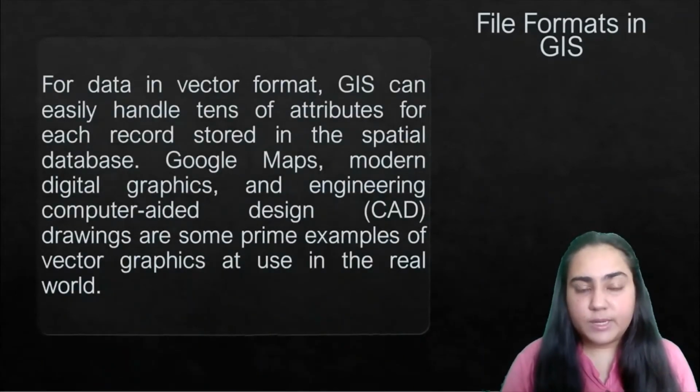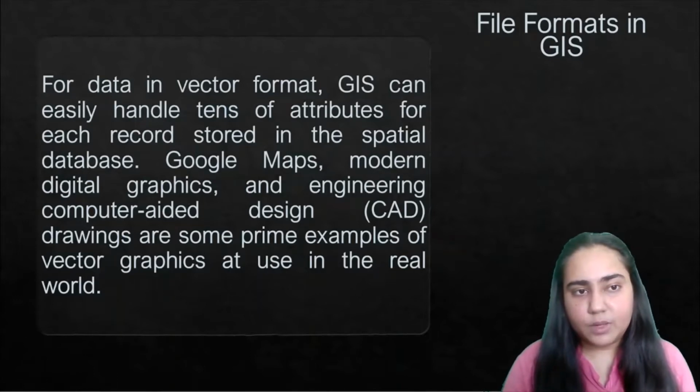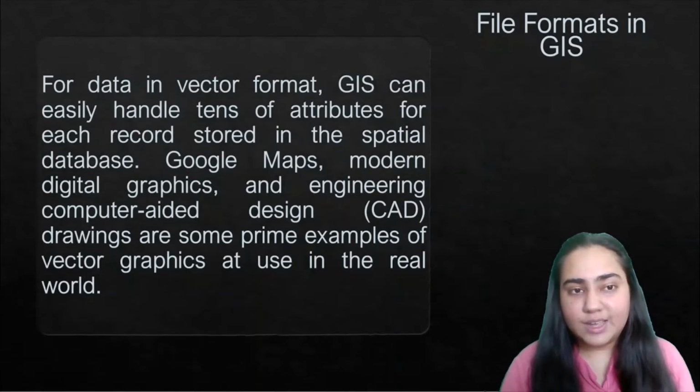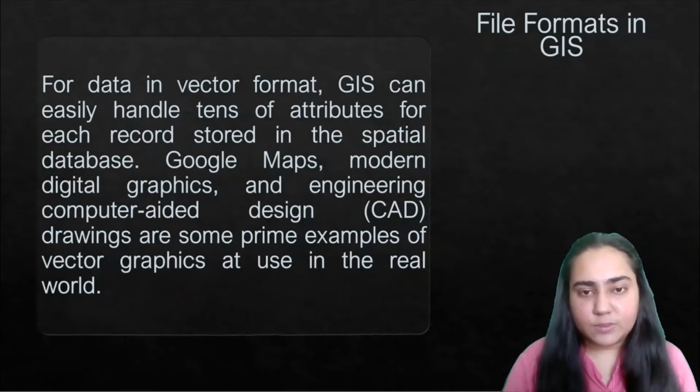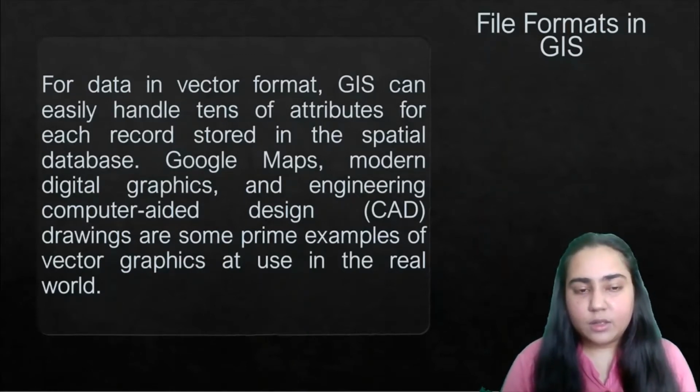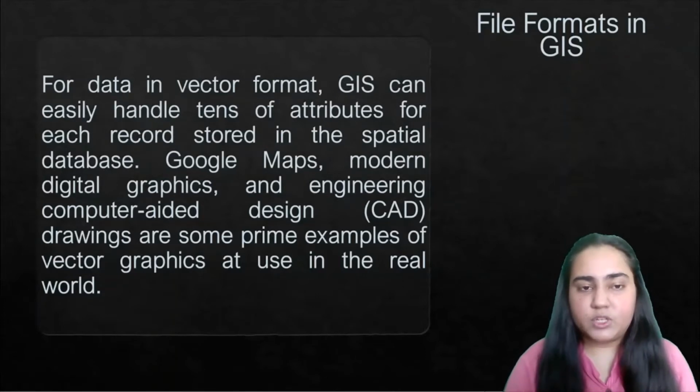For data in vector format, GIS can handle tens of attributes for each record stored in the spatial database. Okay, so if the data is in vector format, GIS can handle very easily tens of attributes for each record stored in the spatial database. Google Maps, modern digital graphics, and engineering computer-aided design, which is popularly known as CAD, drawings are some prime examples of vector graphics used in the real world. So if it is vector format, lots of attributes can be processed at the same time by GIS.